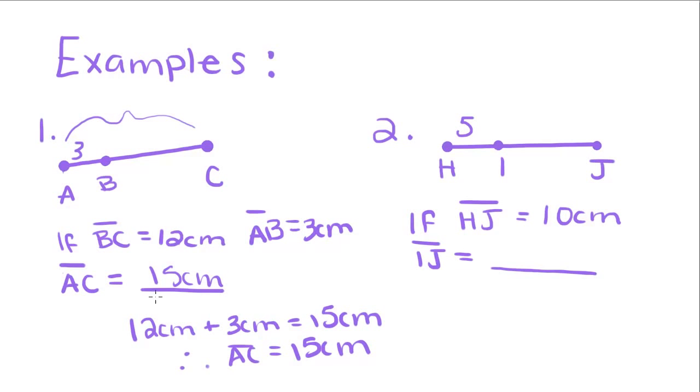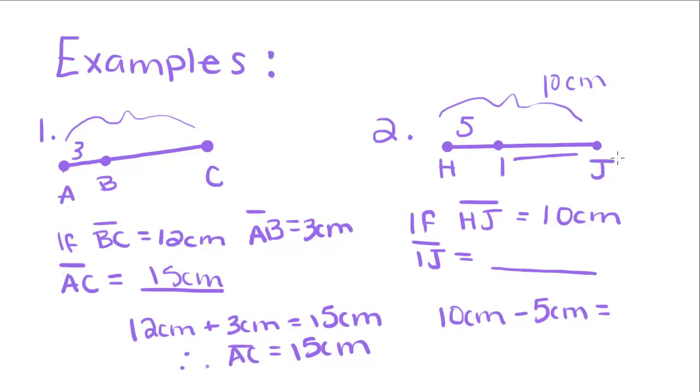Alright, so on the second one, this one's a little different. They tell us what the whole length is. If HJ, which is the entire line segment, is equal to 10 centimeters, what is this part equal to? So using the same idea, we're going to take the whole length minus part of the length to find out what the other part of the segment equals. And IJ equals 5 centimeters.